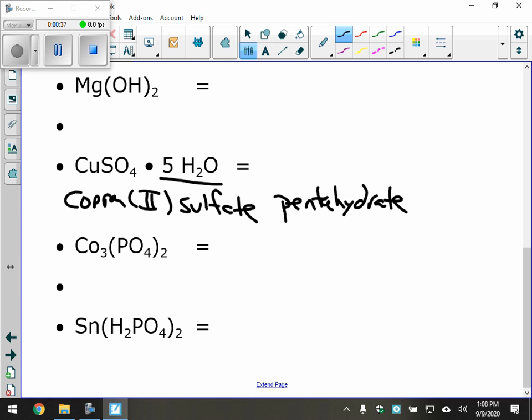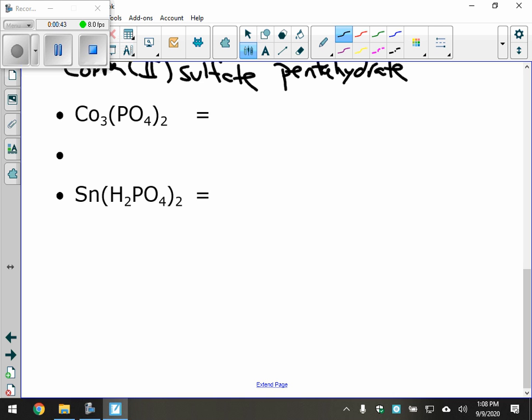Okay. The next one. Now, please, let's make sure the metal has to come first, yes? So the metal has to be a positive ion. CO is cobalt, yes? Cobalt has more than one charge. So we're going to put some brackets down again. So it's a positive. The positive part has to come first.